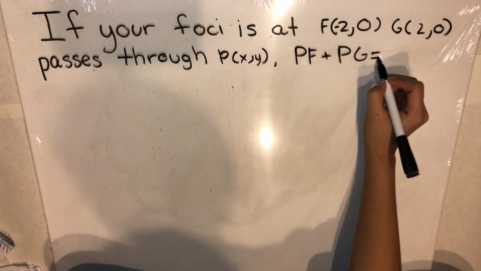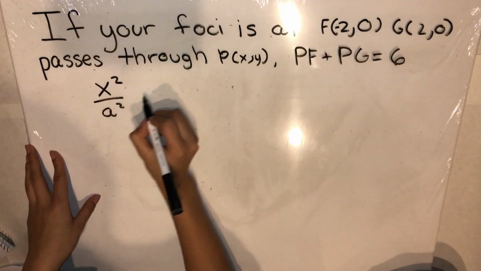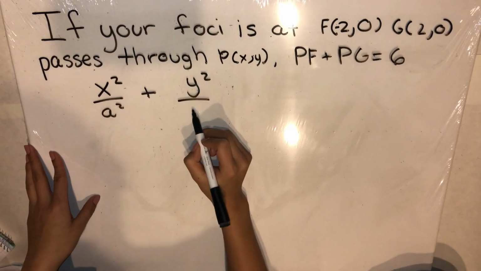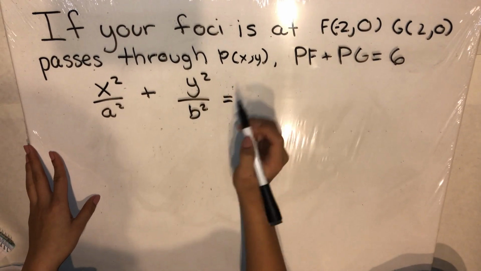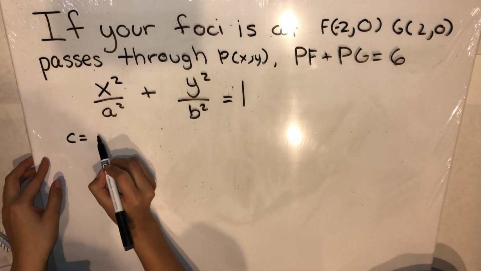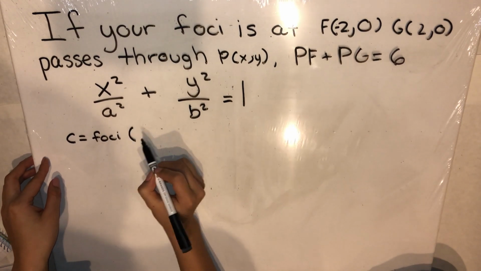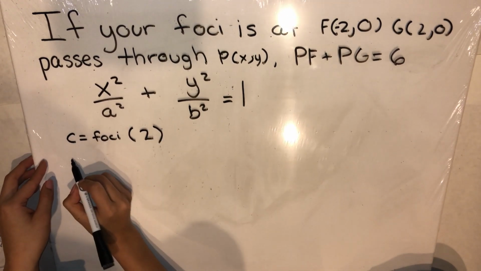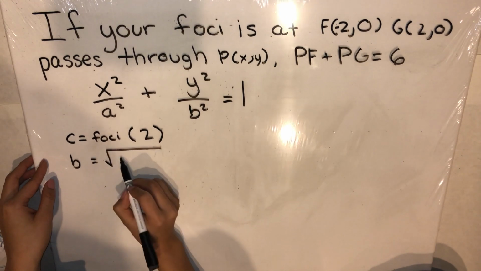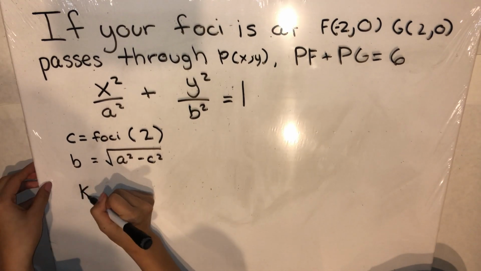This is the problem we're given to find the equation for the ellipse. Looking at our standard form, this is our goal that we want to achieve. We know that C, like I mentioned, is equal to the foci, which in this case is 2. B is equal to the square root of A squared minus C squared.